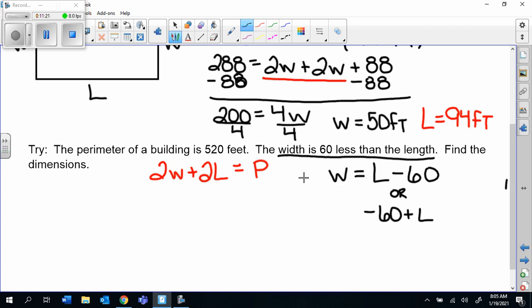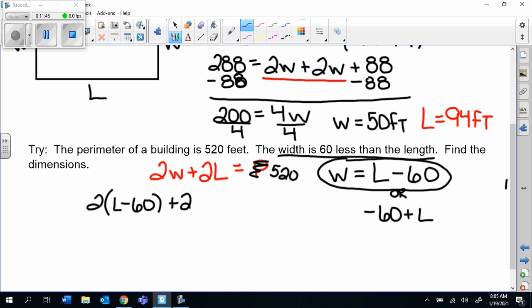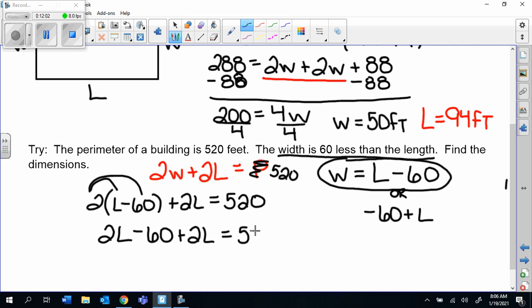All right, so let's plug everything in. The perimeter is 520. So as I go through, this is going to change to a 520. I've got W that I am substituting in for at this point. So everything is going to be in terms of the length. And so W is L minus 60, plus 2L equals 520. Multiply through by 2. So I get 2L minus 60 plus 2L equals 520.